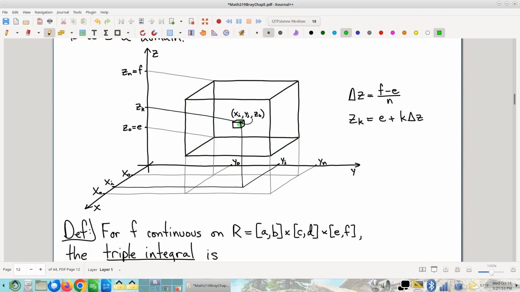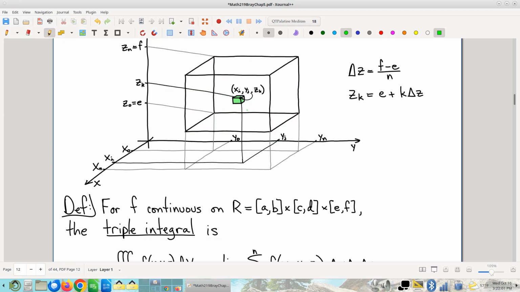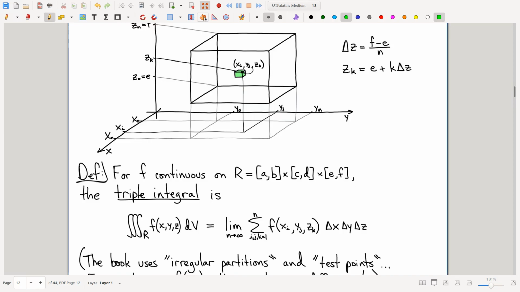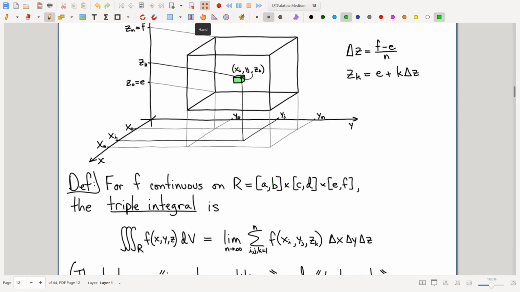Now, on each little piece, how would I compute how much mass is in each one of these little pieces? Well, I have this idea of mass per unit volume.